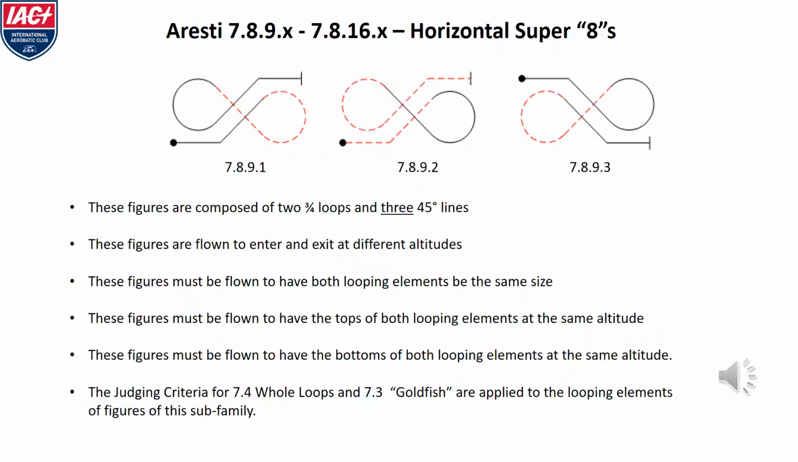Aresti 7.8.9 through 7.8.16 figures are horizontal super eights. These figures are composed of 2 3/4 loops and 3 45 lines. They are flown to enter and exit at different altitudes. But like Cuban eights, these figures must have looping elements flown to be the same size. These figures must be flown to have the tops of the looping elements at the same altitude, and the bottoms of the looping elements at the same altitude.